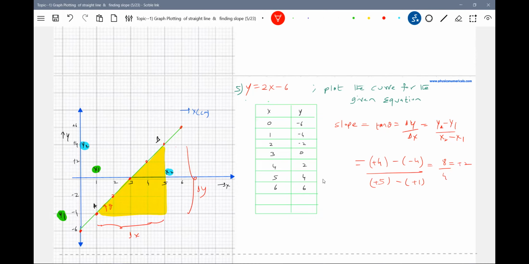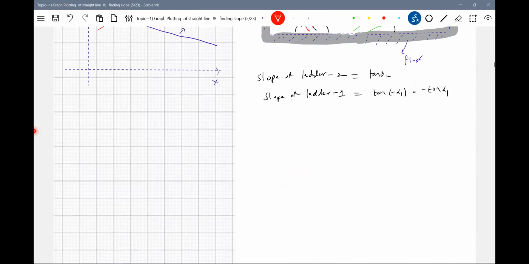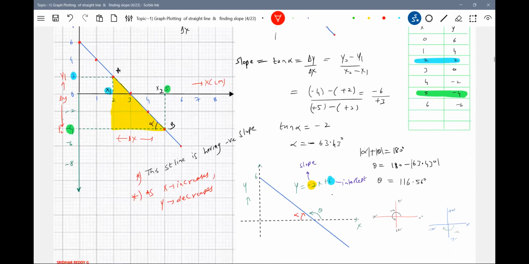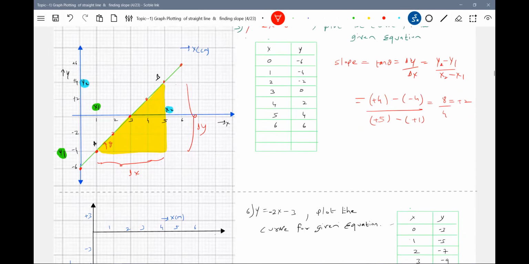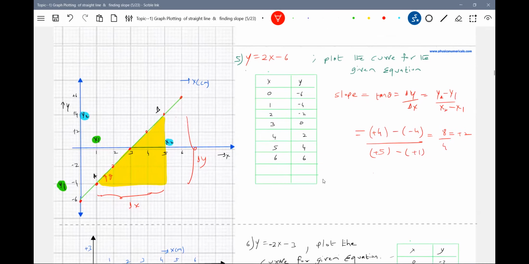What is the slope of this curve? Plus 2. Then how much angle will it make with the horizontal? Tan theta, I think we had a value of 63.43 degrees. So theta equals 63.43 degrees. This straight line will make an angle of 63.43 degrees with the horizontal. What is the value of slope? Slope is equal to 2.